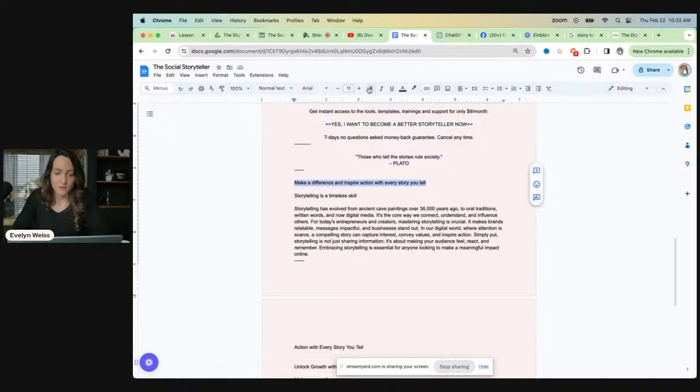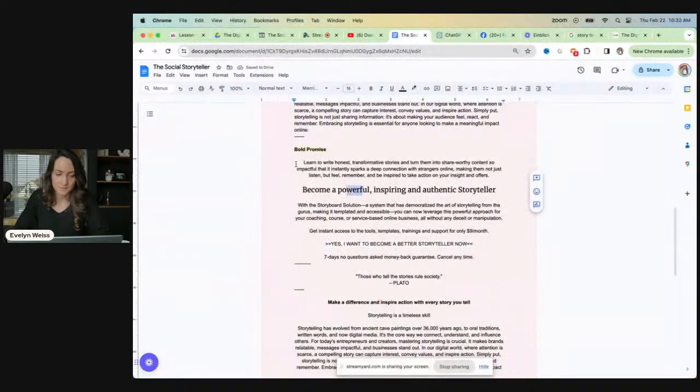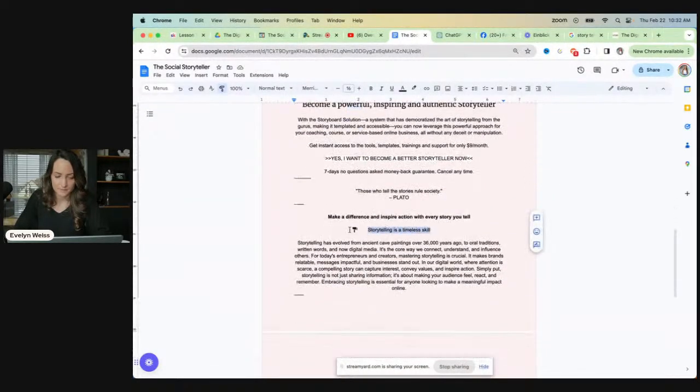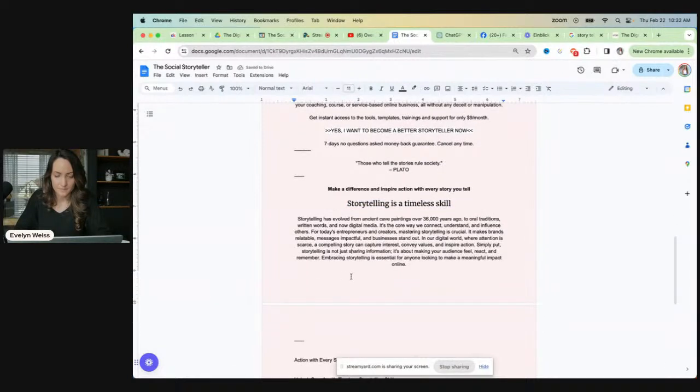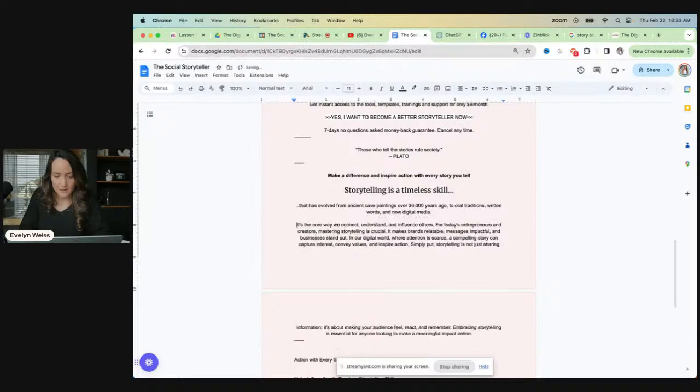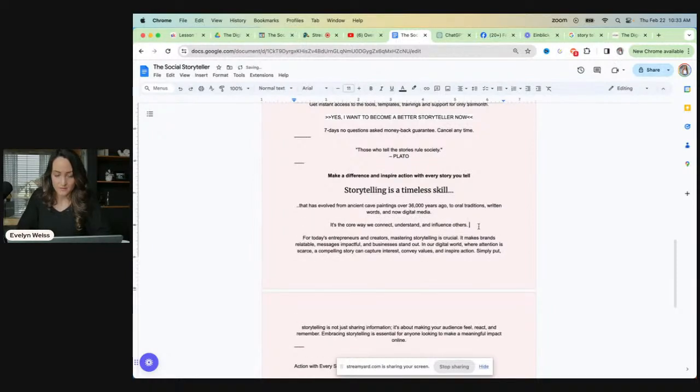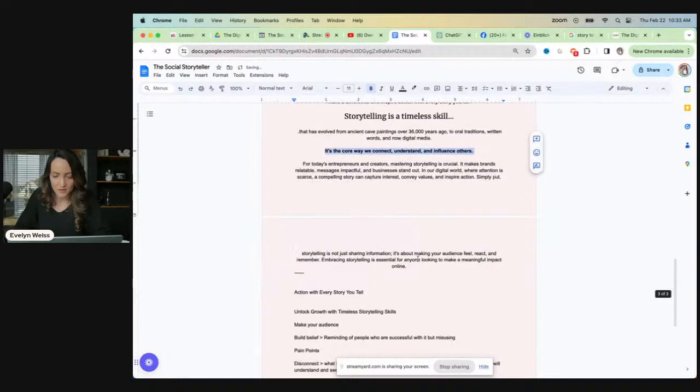Okay, so make a difference with every story you tell. Storytelling is a timeless skill. Dot, dot, dot. It's the core, way bold, right? So this needs to stand out. I'm just making that as a reference because Chessa would then also know for the design.